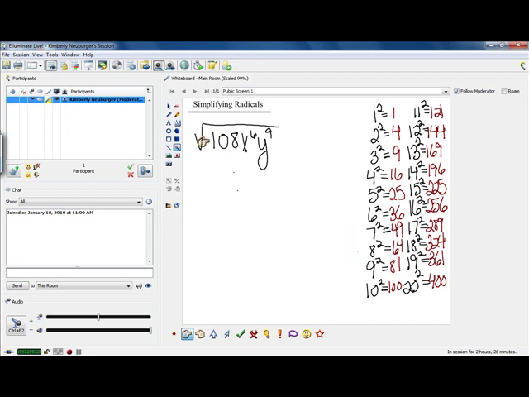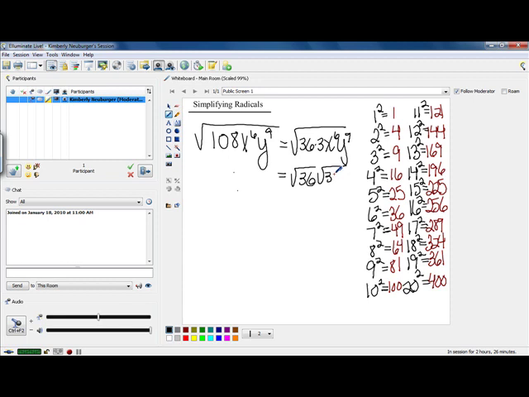So divide your 108 by 3 and you get 36, and 36 is on here. So let's break our 108 up into square root of 36 times 3. And we're going to let the variables just continue on with us for the time being. And then we're going to separate this up into square root of 36 times square root of 3, x to the 6th, y to the 9th.